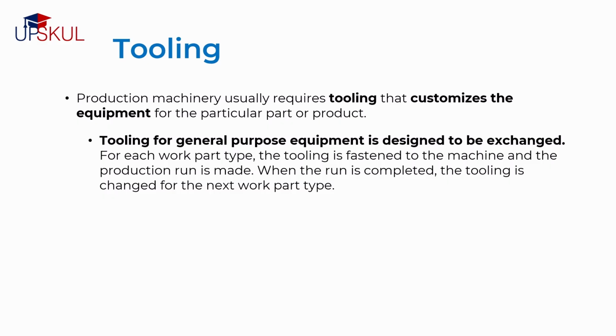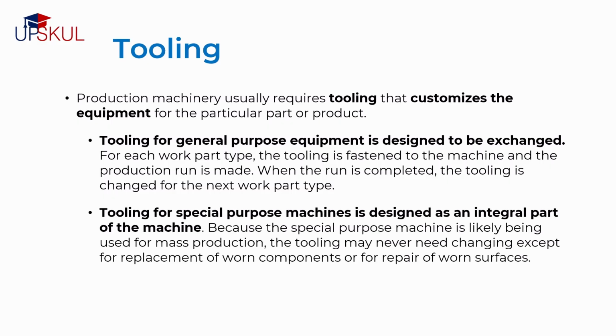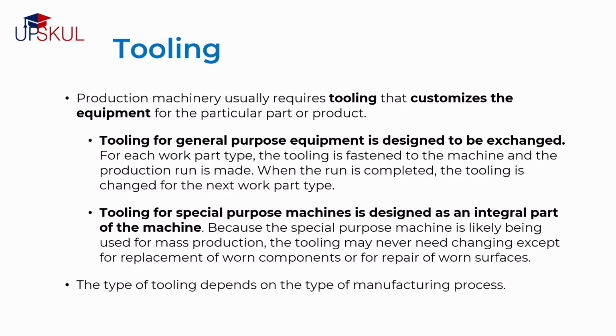When used with special purpose machines, the tooling is often designed as an integral part of the machine because the special purpose machine is likely being used for mass production. The tooling may never need changing except for replacement of worn components or for repair of worn surfaces. The type of tooling depends on the type of manufacturing process.